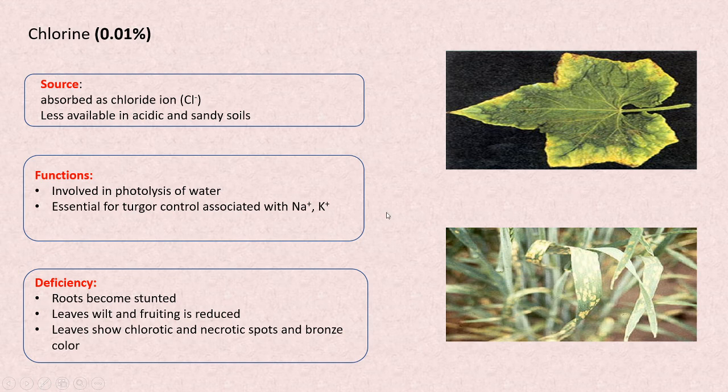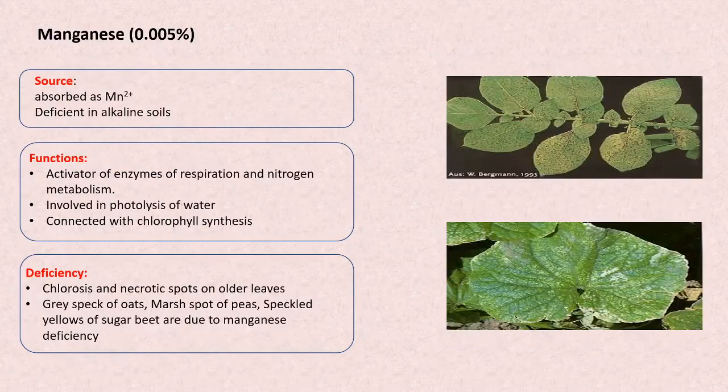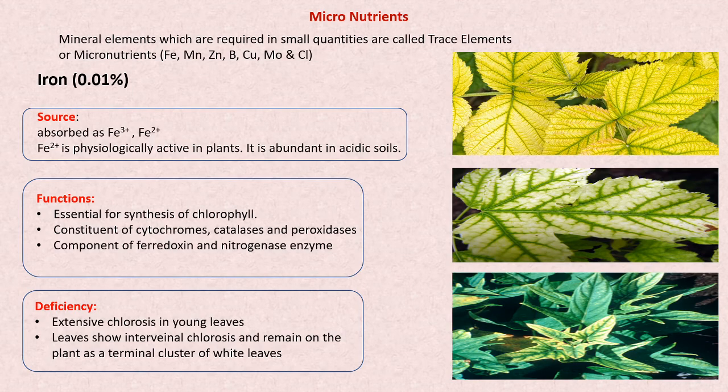So this is about the micronutrients. What are micronutrients? Micronutrients are those which are required in trace quantities, that is 1 to 100 micrograms per gram of dry weight. And how many micronutrients are there? A total of 7 micronutrients are found: iron, manganese, zinc, boron, copper, molybdenum, and chlorine. We saw their sources, their functions, and the various deficiencies caused by these micronutrients in plants. This is all for today. Thank you.